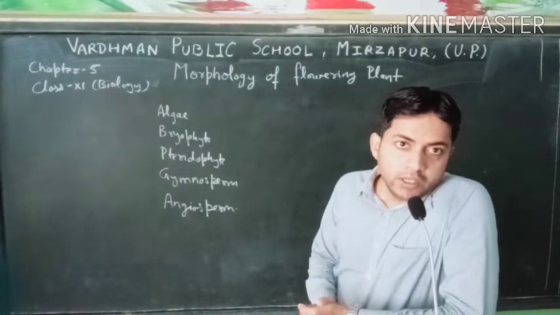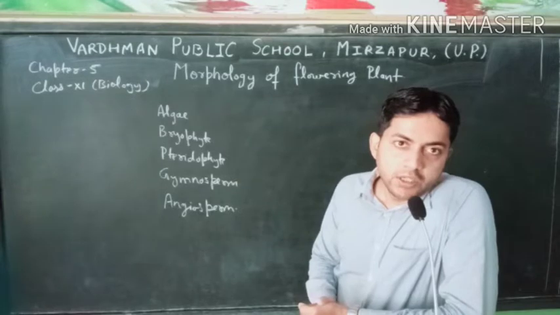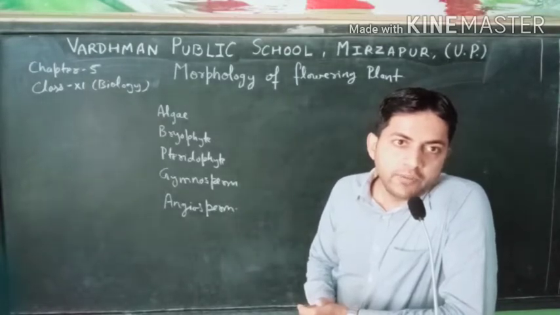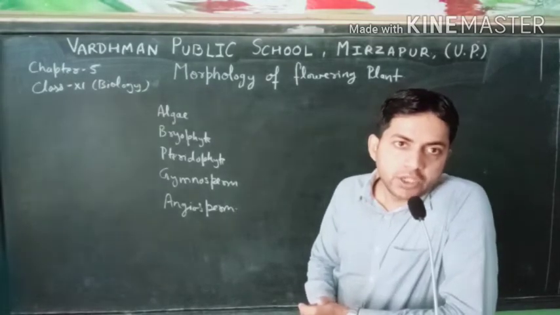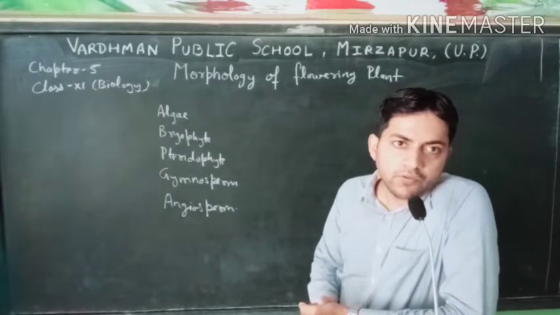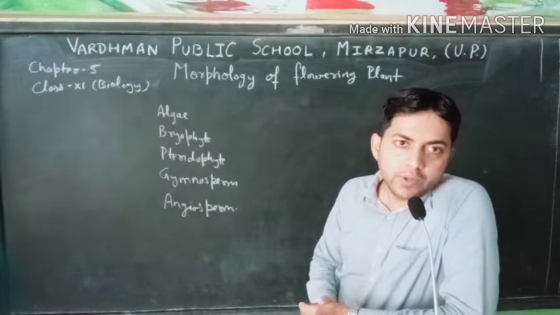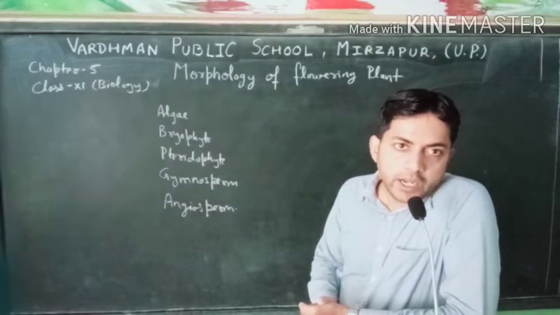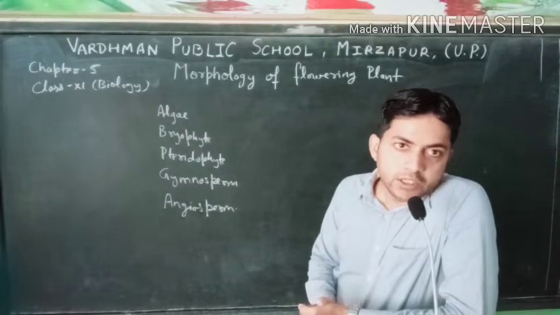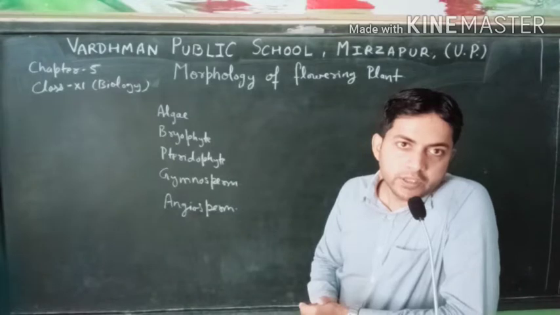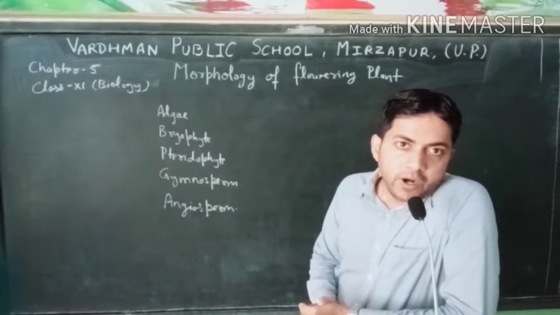Now in this chapter we are studying the morphology of flowering plant. This chapter is included in your syllabus unit 2nd. The name of the unit is structural organization of plant and animal. It means in this unit we are studying the structure of plant and animal. So today I am going to start unit 2nd, first chapter, chapter 5, morphology of flowering plant.